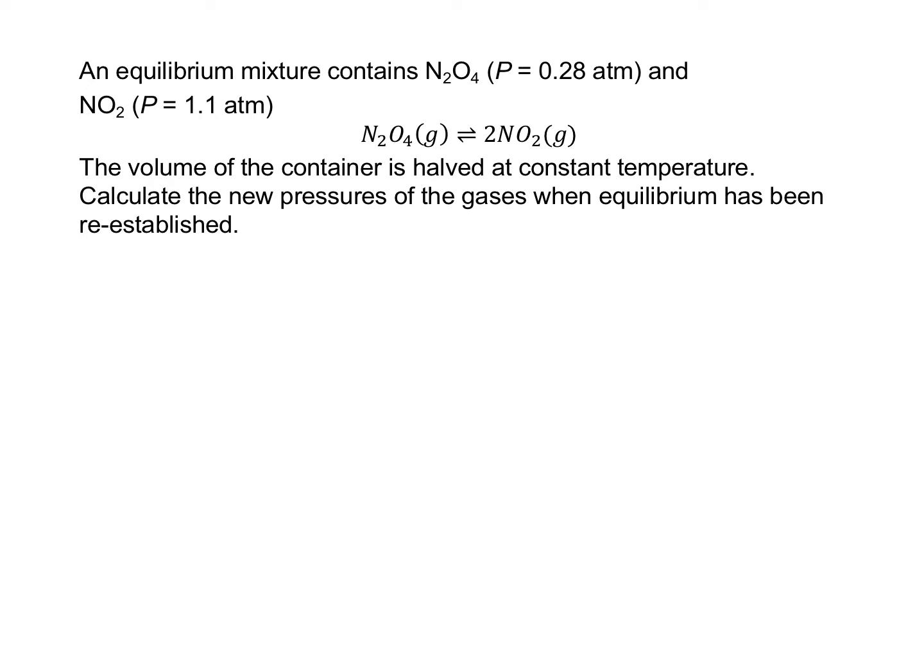Now, we've done that type of problem before. We have the initial pressures or concentrations, and if we know the equilibrium constant, we can calculate the equilibrium, in this case, partial pressures. Now, they didn't give us the equilibrium constant in this problem, but they did tell us that when we had these partial pressures, the system was at equilibrium. So we can use that to calculate K.